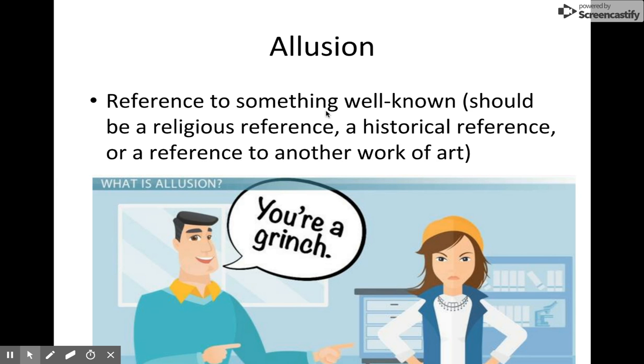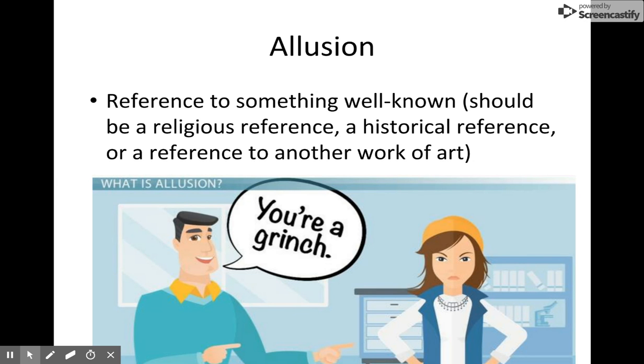Just like in this image here, maybe you have been around your older brother, older sister, or younger brother, younger sister, and they're acting kind of mean and defiant and crotchety, and you say, you're being a Grinch, okay? So it's not a reference to the Bible. It's not a reference to Greek mythology. It's just a reference to a well-known piece of literature, right? The Grinch Who Stole Christmas, to make the point known.